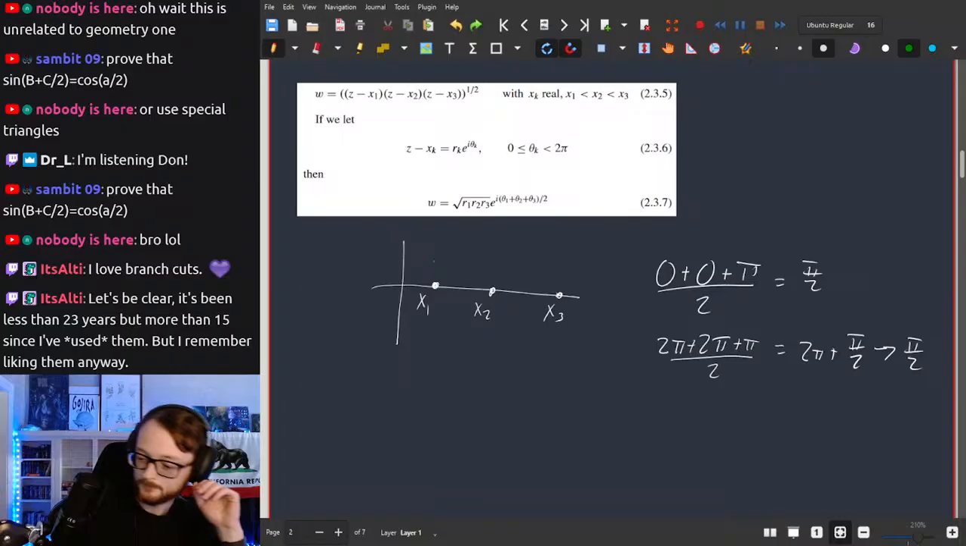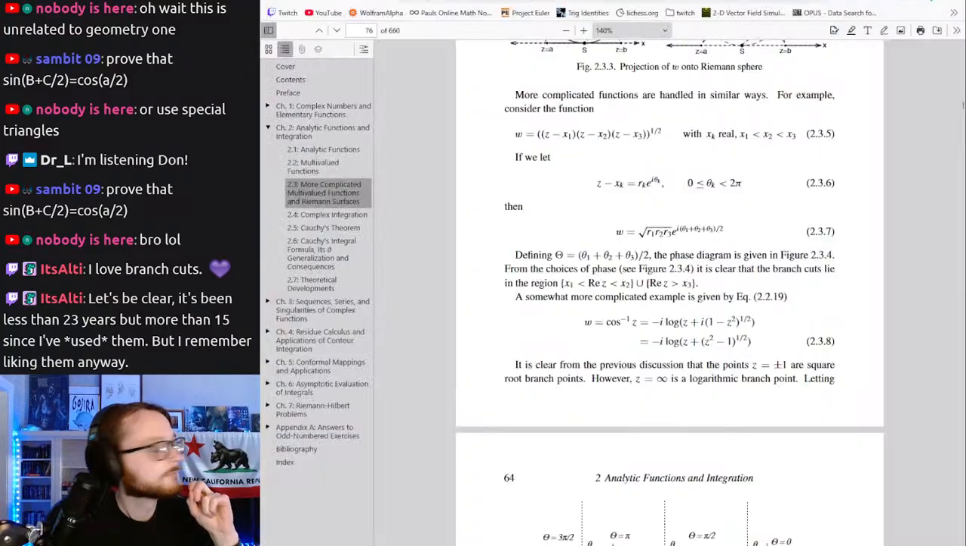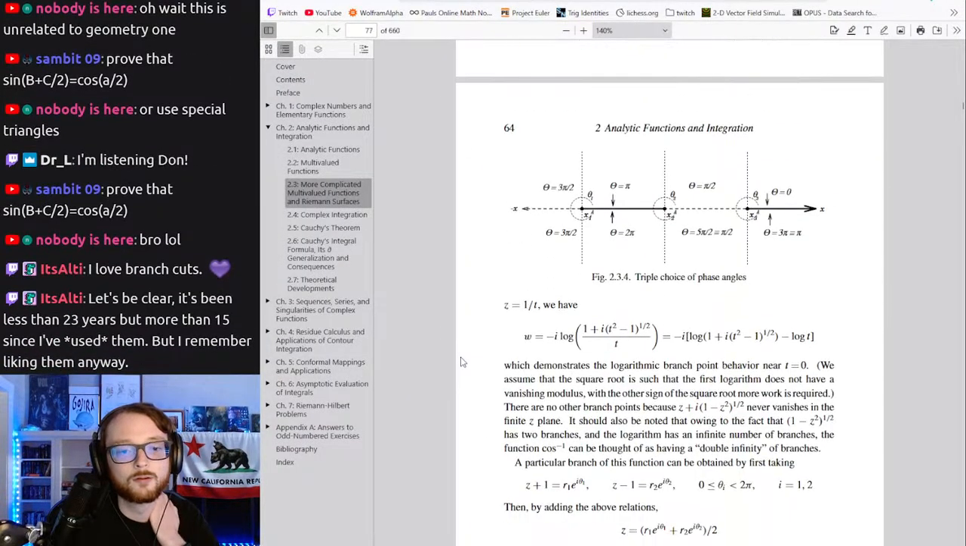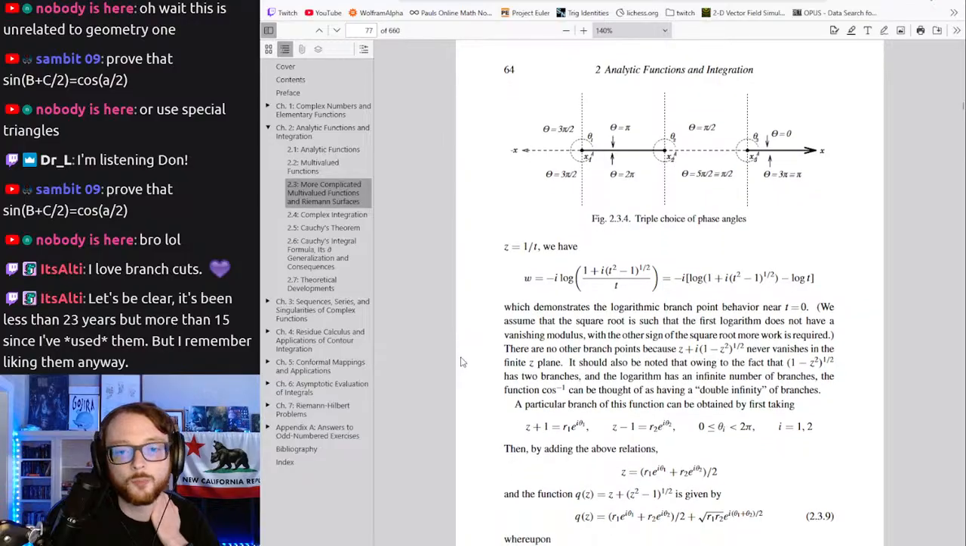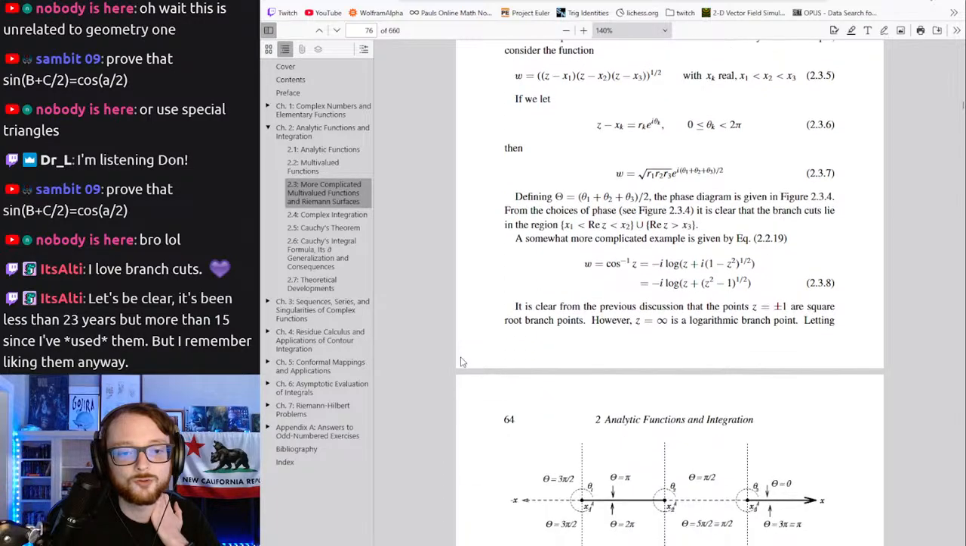Okay. Well, I feel like I understand branch cuts with a square root function a hell of a lot better now. The book's explanation of them is just kind of terrible.